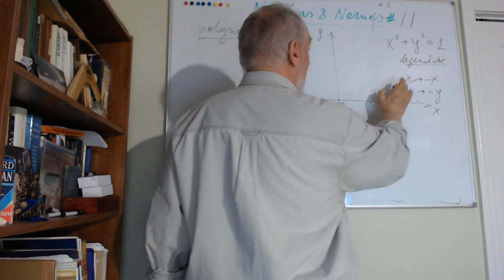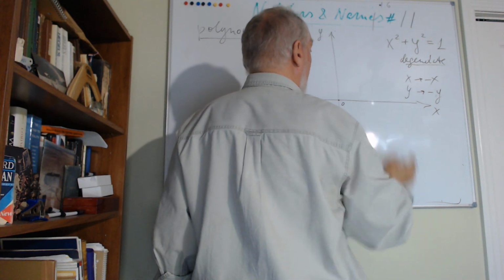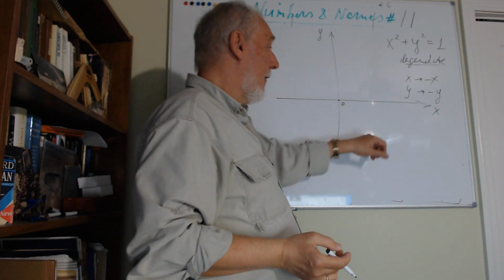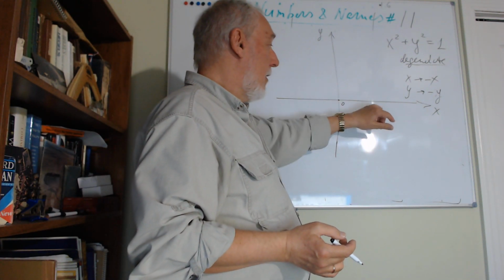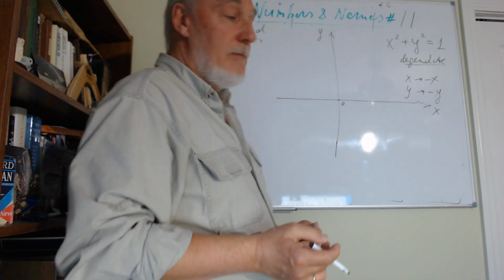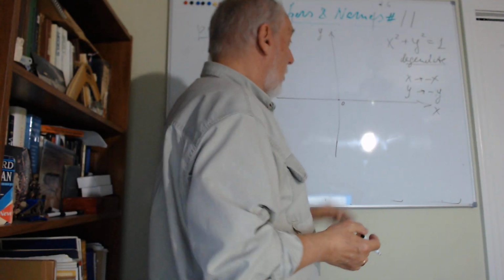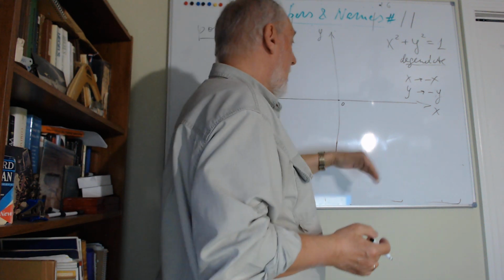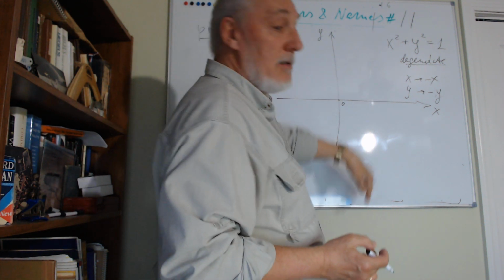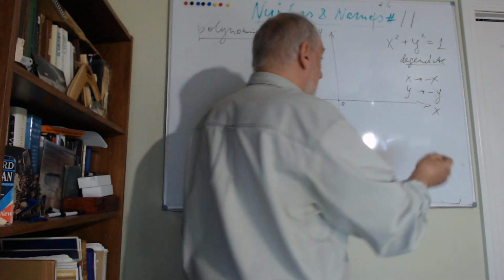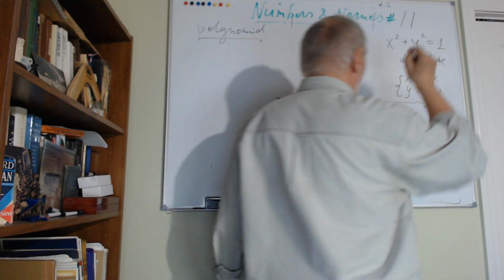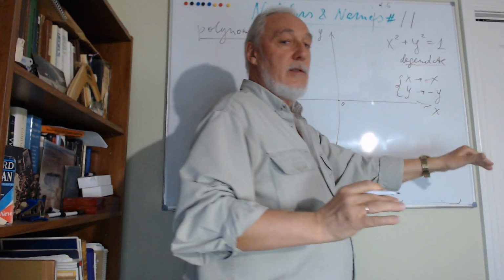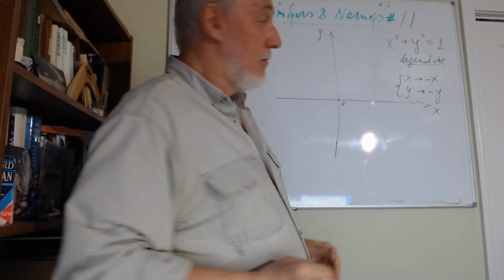So it means that this graph will be symmetrical against what axis? Against x. Yes, correct. So this graph will be symmetrical against y reflections and against x reflections too. Now let's do both. Change x to minus x and y to minus y together.